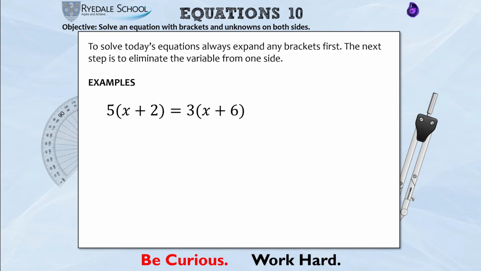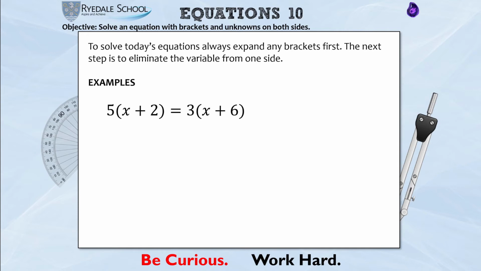I've said to solve today's equations, always expand any brackets first. We are going to see there are questions where there are brackets on both sides of the equation. And then the next step is to eliminate the variable from one side. What I mean by that is once we have expanded the brackets, the questions are almost identical to what we've been doing in the last two lessons. So let's take a look.